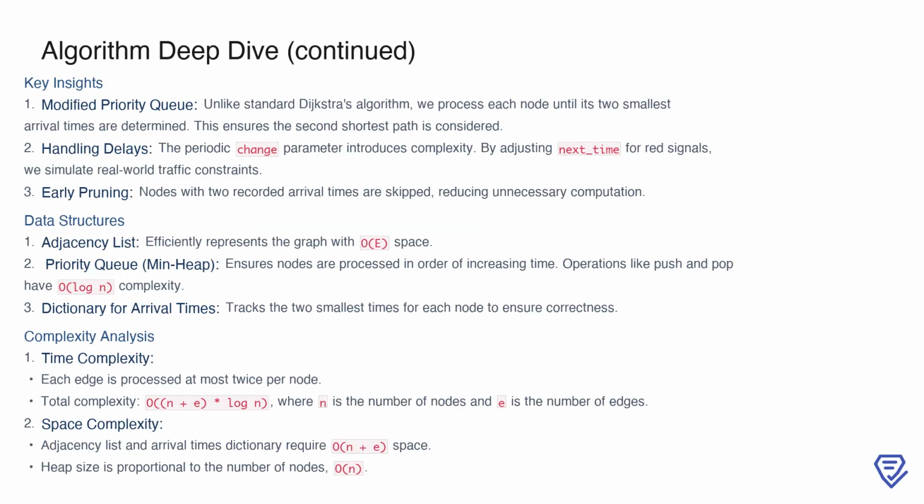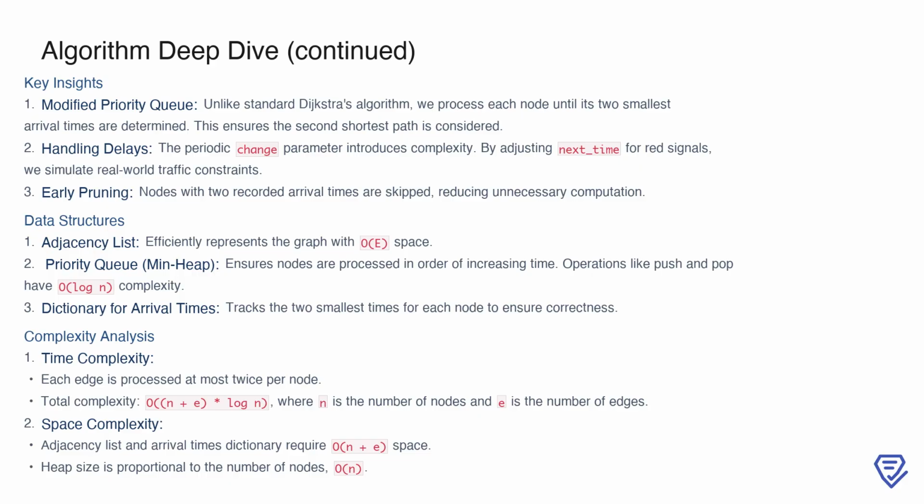To solve this problem effectively, several key insights must be understood. First, unlike the standard Dijkstra's algorithm, we don't stop after finding the shortest path to a node. Instead, we continue processing each node until its 2 smallest arrival times are determined, ensuring the second shortest path is considered.